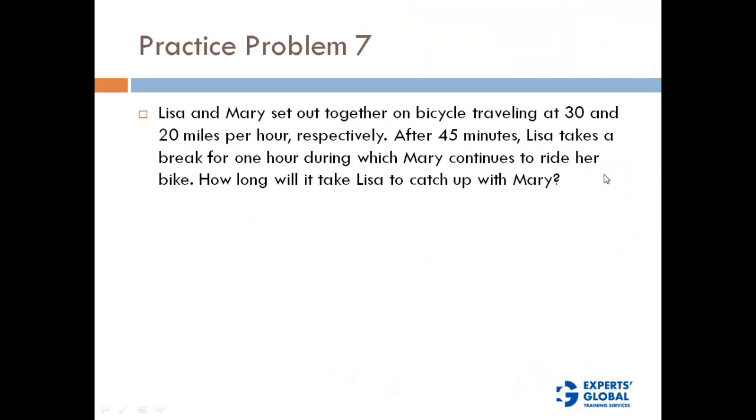Okay, let's look at this problem. Please pause the video. Lisa and Mary set out together on bicycle, traveling at 30 and 20 miles per hour respectively. So Lisa is traveling at 30 miles per hour and Mary is traveling at 20 miles per hour. Okay.